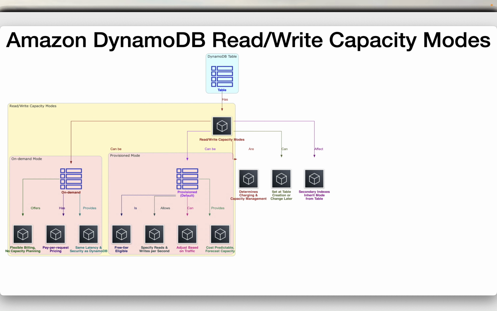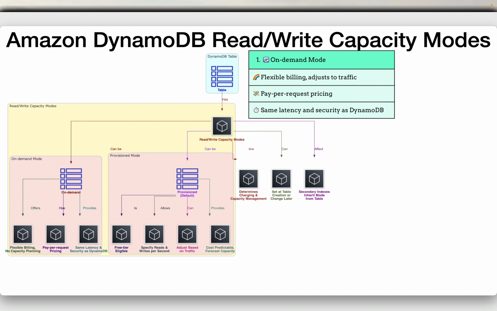Okay, next topic is Amazon DynamoDB read and write capacity modes. So first we have on-demand mode. DynamoDB on-demand is a flexible billing option that adjusts to the level of traffic without capacity planning. This mode has pay-per-request pricing, and tables using it offer the same latency and security features as DynamoDB.